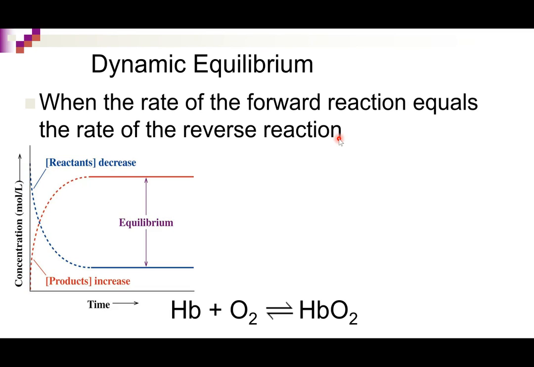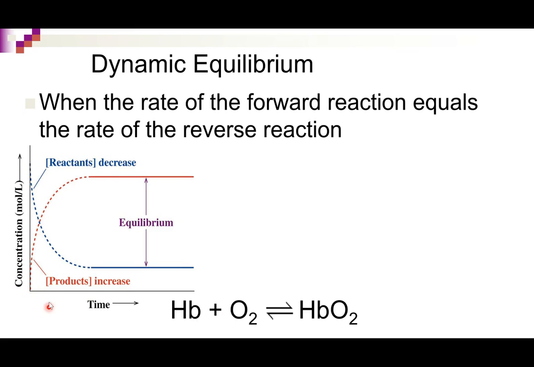So at any given moment, our concentrations are constant, but it doesn't necessarily mean that each particle is staying put, staying constant. If one particle becomes a product, at the very same time, another particle is becoming reactants. So the rates are equal. So let's take a look at how this graph explains the same thing that I was just talking about.